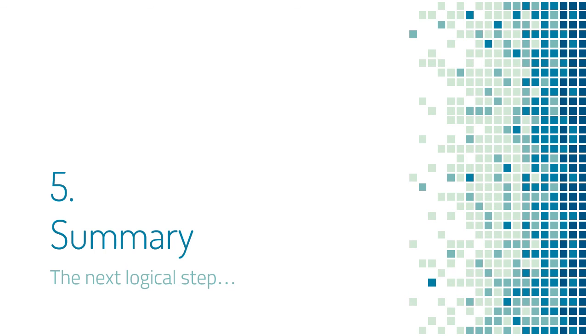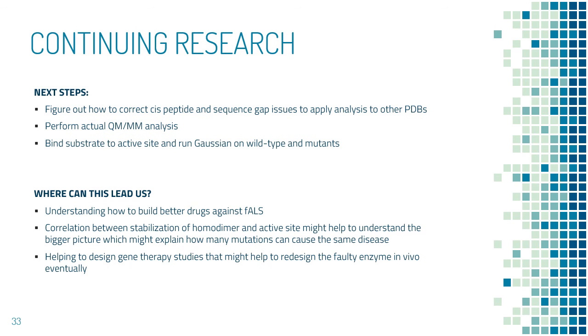So, summary, the next logical step. I would say next steps, if I were to continue working on this, would be to figure out how to correct the cis peptide and sequence gap issues, so I can apply analysis to more PDBs, perform an actual QM analysis as opposed to breaking them apart and not tying them back together at the end, and to bind a substrate maybe to the active site and try running Gaussian on wild type and mutants to understand the energy differences there.